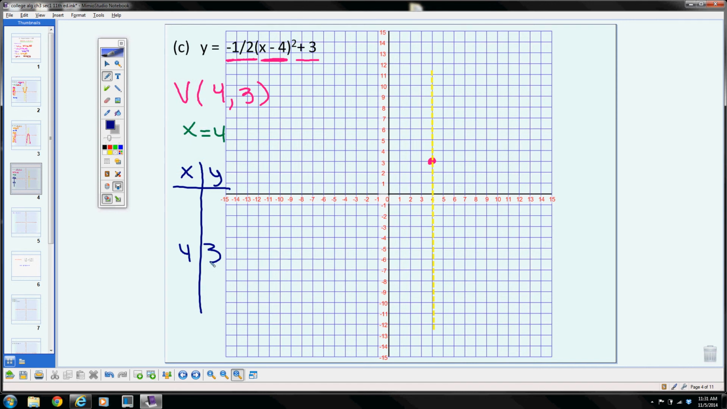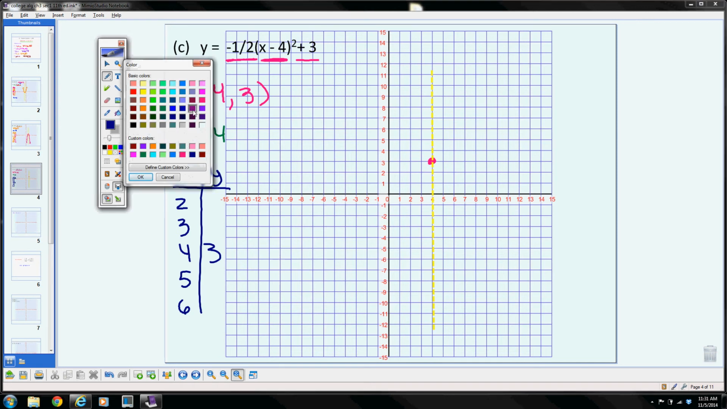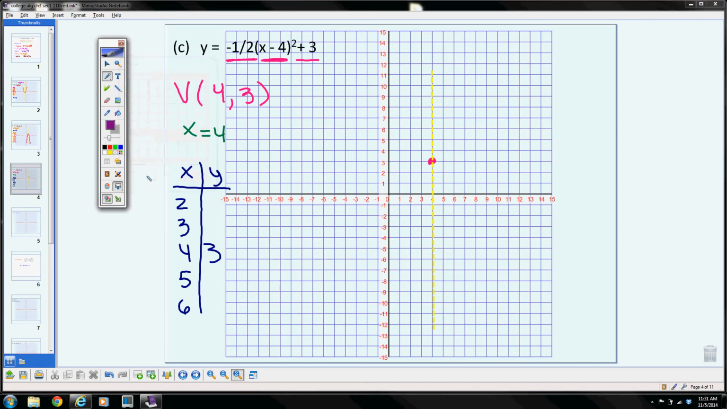Now I want to try 2 points to the left of 4 for the x value. So I'm going to try x equals 3, x equals 2. And I want to try 2 points to the right of 4. So I'm going to try x equals 5 and x equals 6. So let's take those up into our original equation, and let's plug them in and see what we get for our y values.